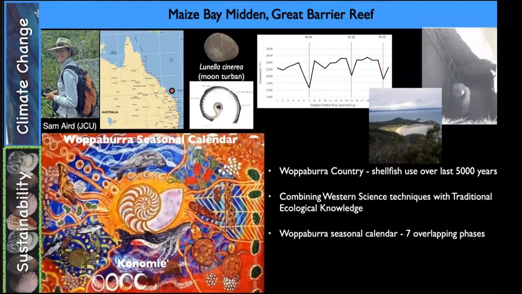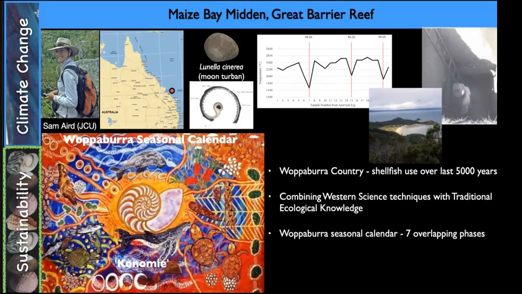Sam was able to link Western science techniques such as sclerochronology and biometrics with traditional ecological knowledge, in particular using both oral histories and the Wopabara seasonal calendar. The calendar is seen here as a pictorial representation of 7 different overlapping phases, and these are based on meteorological and resource availability patterns, as well as spiritual and cosmological understandings.